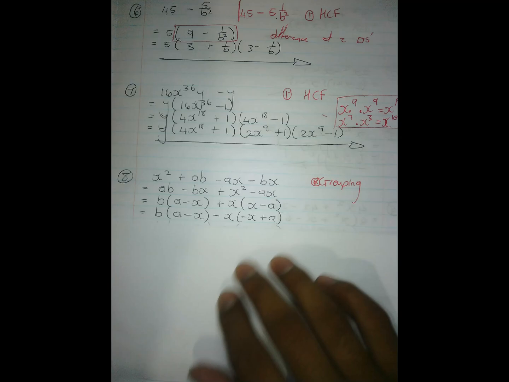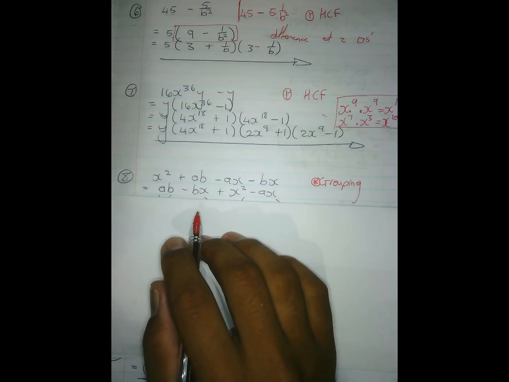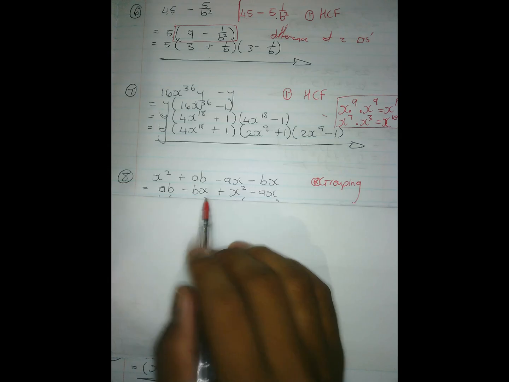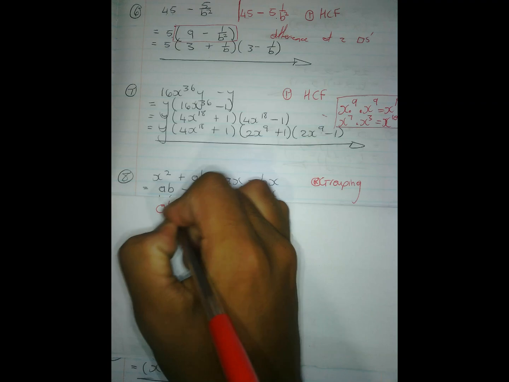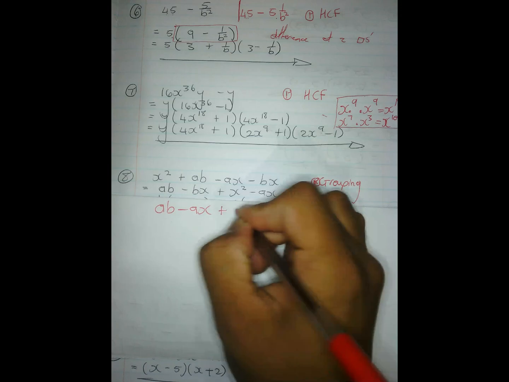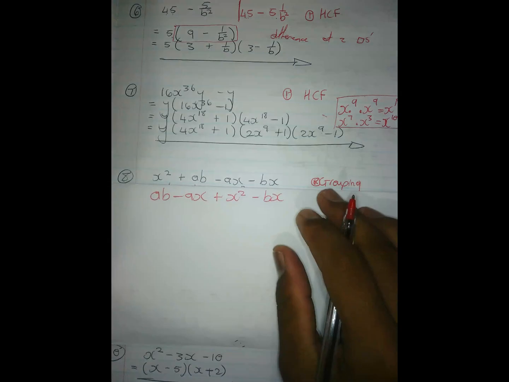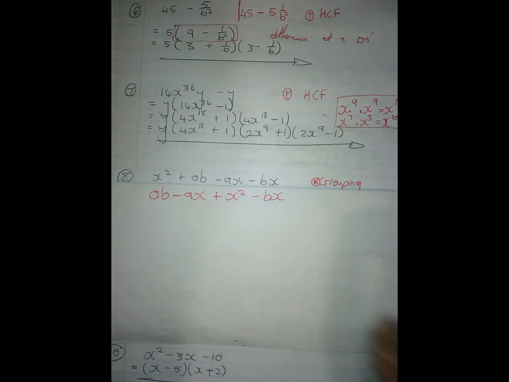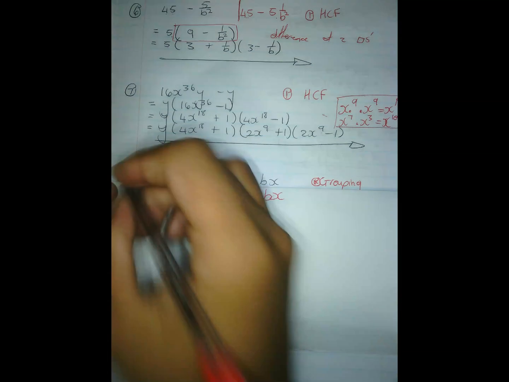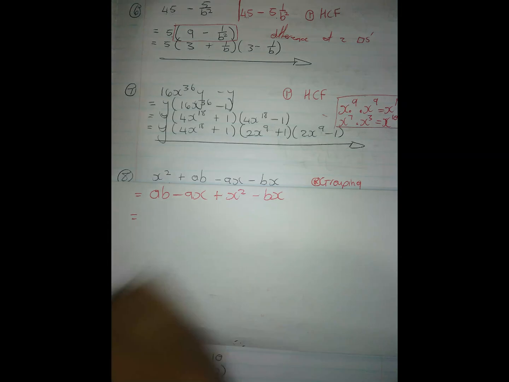So what did we use before? We used the AB. Let's use different ones now. So before we used AB and BX. So let's take AB minus AX plus x squared minus BX. Because you can pick any two pairs that you want to group together. Doesn't matter which one you pick, you're supposed to get the same answer.